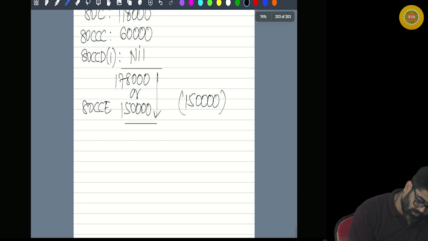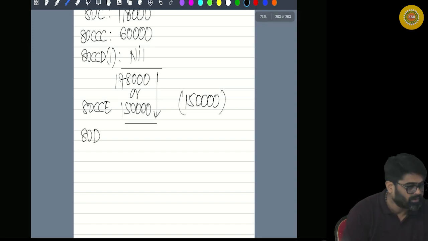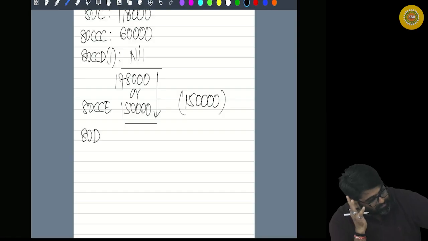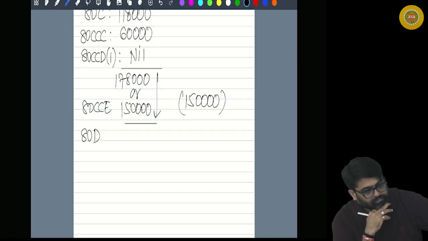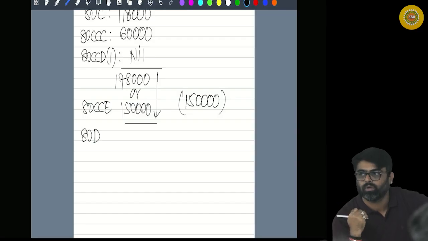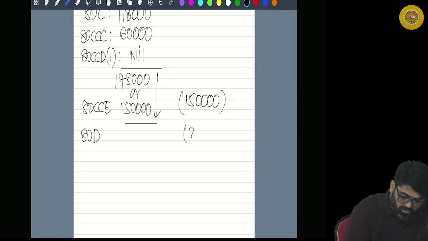Any other deduction can you see? 80D. 80D for yourself and your spouse. How much was the premium? 26,000. Neither your spouse nor you, none of you are senior citizens. So the maximum limit will be 25. 26 or 25, whichever is lower. 25,000 will be under section 80D.